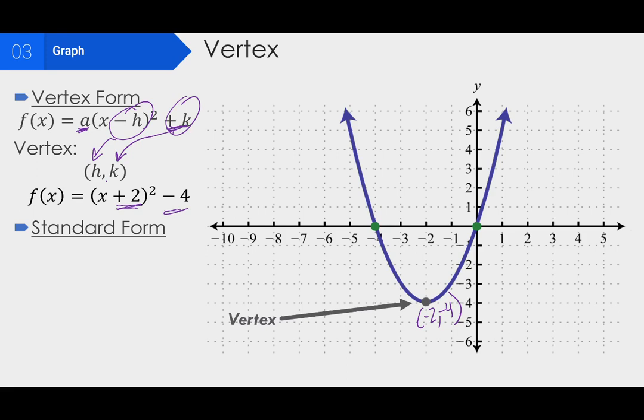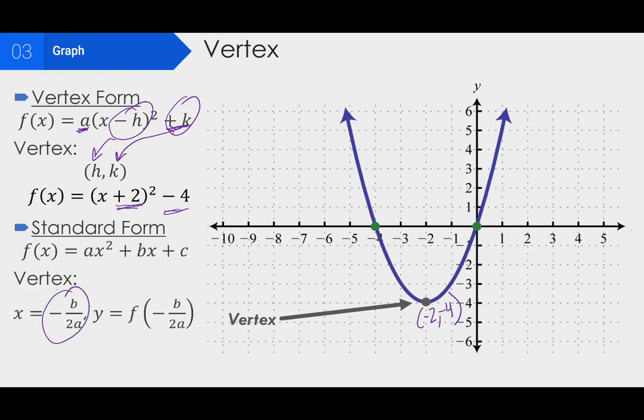If it's not written that way, it's probably written in standard form, which looks like this. It's got the x squared and just an x by itself, ax squared plus bx plus c. And there's some cool ways to find the vertex with this. You actually have the beginning part of the quadratic formula, negative b over 2a, and whatever you get for that is your x value, so you plug it into f of x, and it will give you the y value for the vertex. So it'll be negative 2, negative 4.